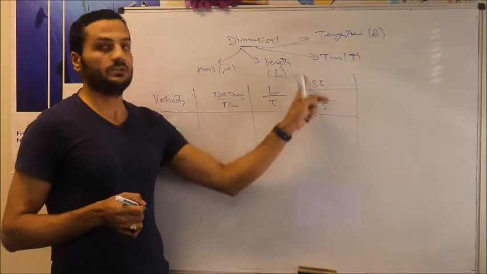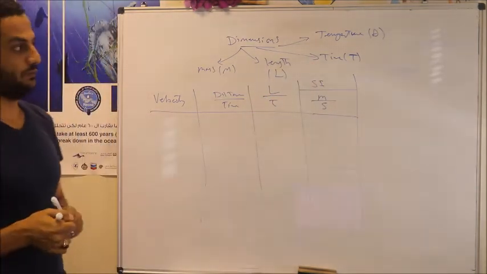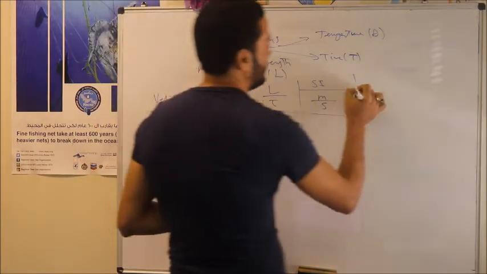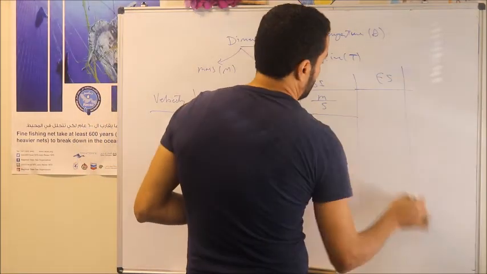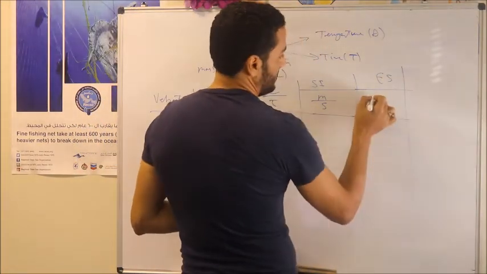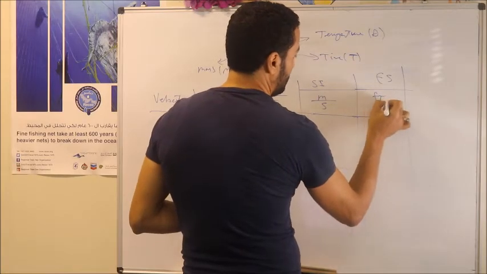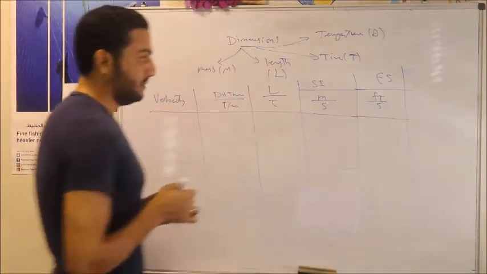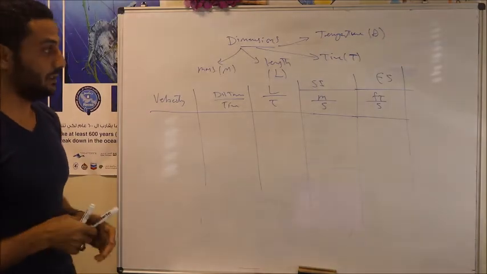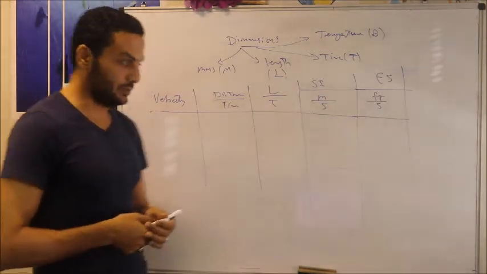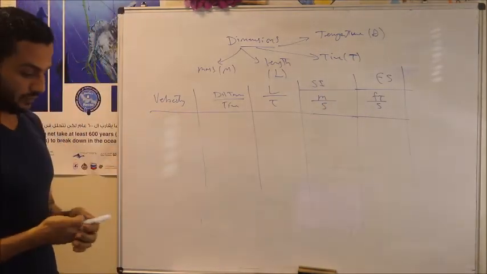Because we have another system of units, which is the English system of units. For the English system of units, usually the distance is measured in feet, and time is the same, in seconds. We will see the relation between feet and meter. We will show you how we can convert from meter to feet.